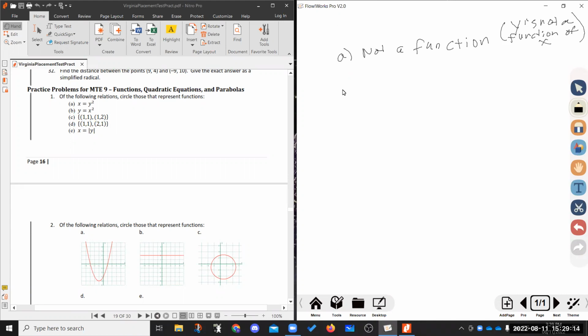Now, b is okay because the squared is on the x. What makes something a function is that every input x generates only one output y. So for every number that I input to x, when I take its perfect square, I only get one number out for y. So this is a function.